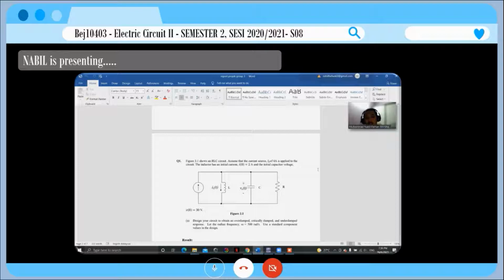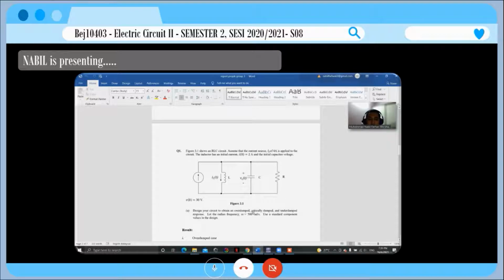Today I will present the project for Electrical Circuit 2, for question 1A and 1B. For question 1A, Figure 3.1 shows an RLC circuit. Assume that the current source IS is 4 amp, and it is applied to the circuit. The initial current for the inductor is 2 amp and the initial capacitor voltage is 30 volt.